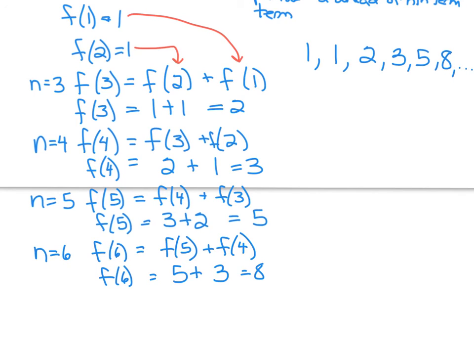Maybe you've seen this sequence before. This is called the Fibonacci sequence. Fibonacci was a famous mathematician who noticed that we could add any two terms to get the next term of the sequence.